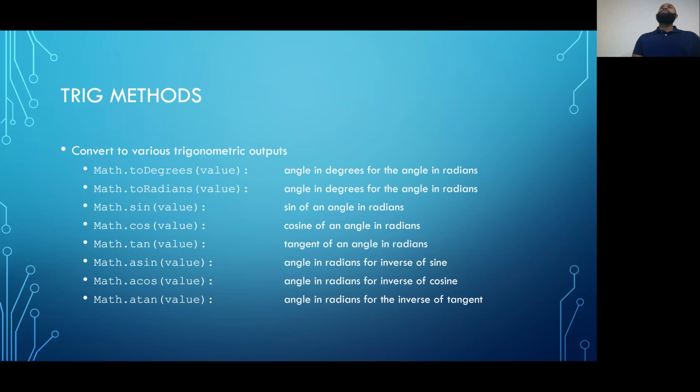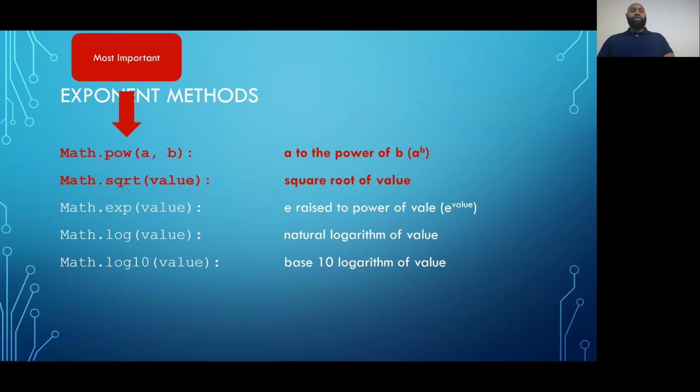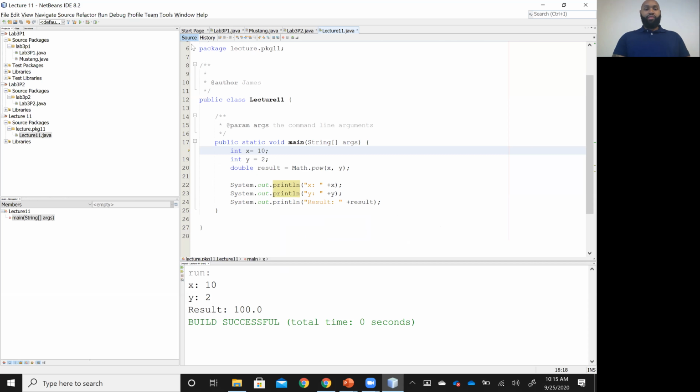Here are some trigonometric functions. We're not really going to use these in this class. I just put them up here for your information. You have your degrees, to radians, sine, cosine, tangent, arcsine, arccosine, and arctangent. All right, exponent methods. There's only 2 main ones that we're going to focus on, math.pow and math.square root. Of course, math.pow we just reviewed. Math.square root gets the square root of a number.